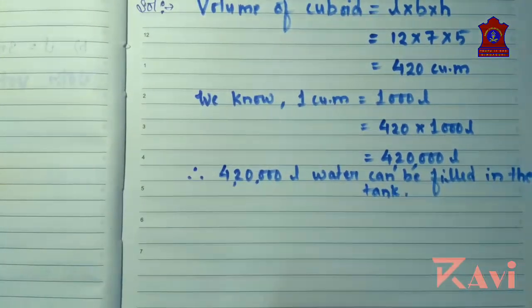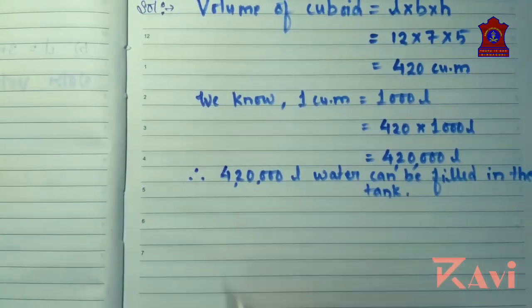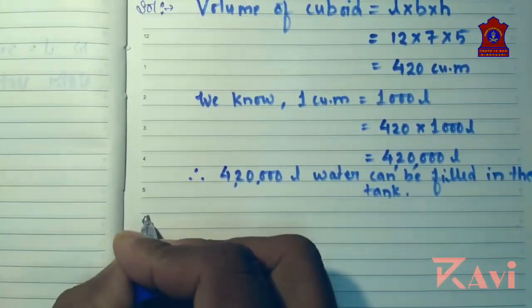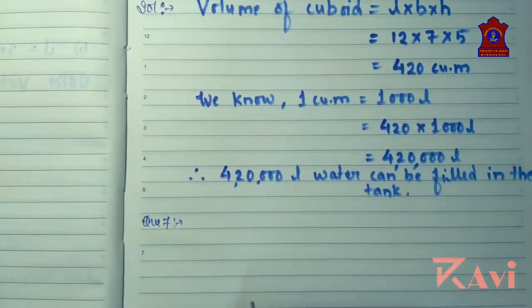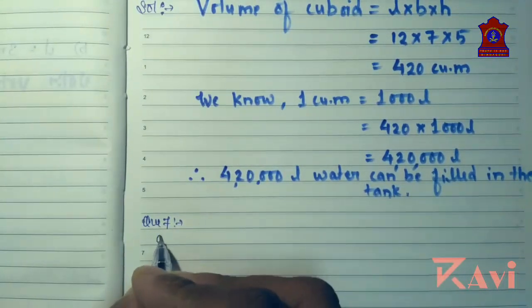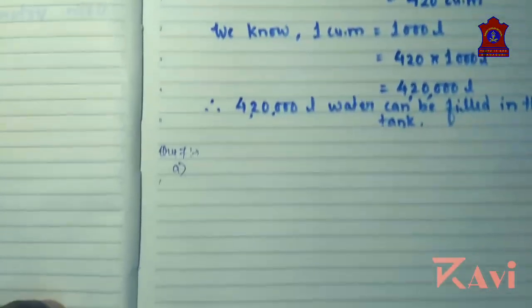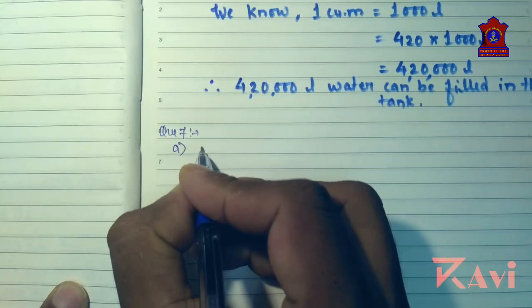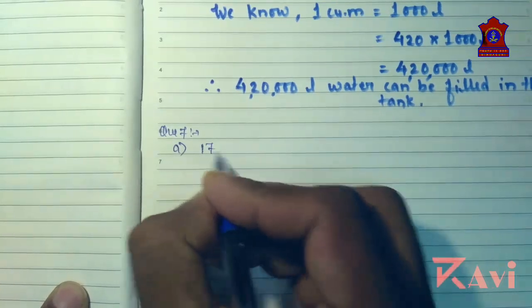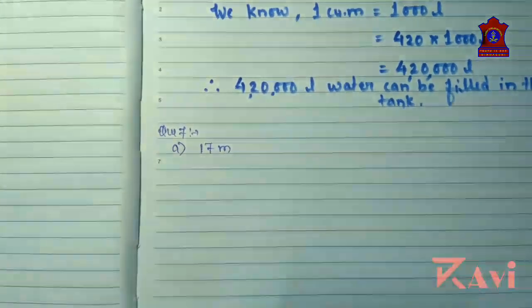Now let's read question number 7. What is given? The question is asking to find the volume of cube. See here, the edge is given as 17 meter.